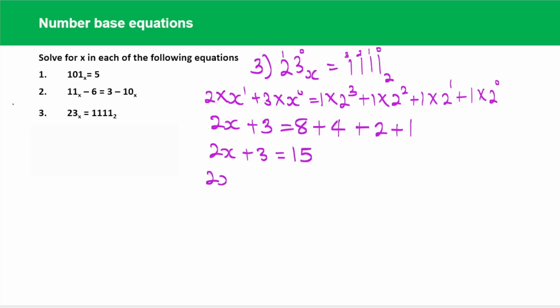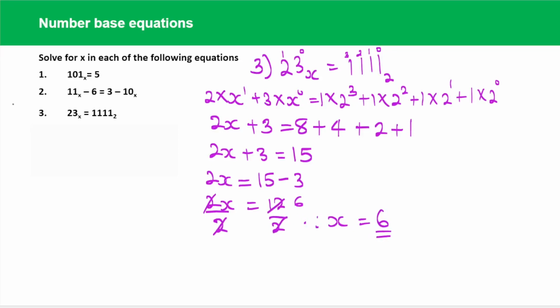Now from here we collect like terms. 2x will be equals, take plus 3 over to the right hand side, that will become negative 3. So we have 15 minus 3. This will now give us 2x equals to 12. Then from here we divide both sides by 2. So 2 in 2 is 1, in 12 is 6. Therefore, x is equal to 6. Therefore, the base here is base 6.